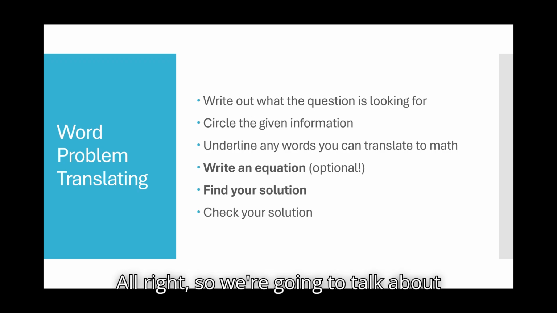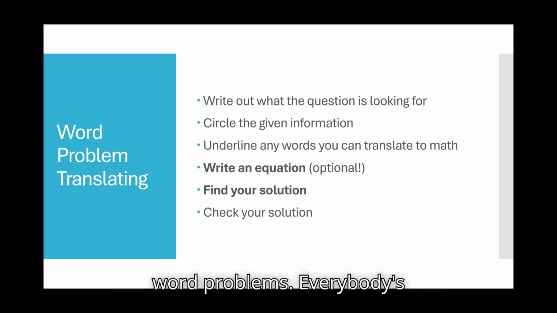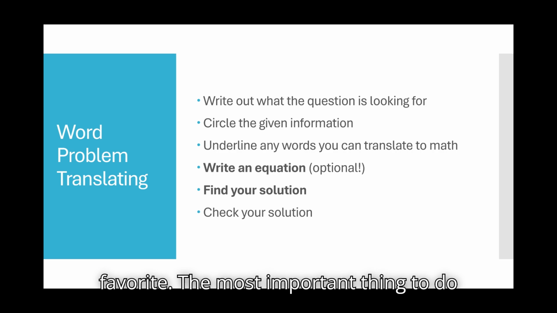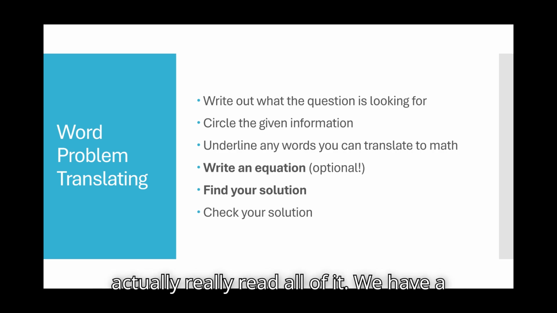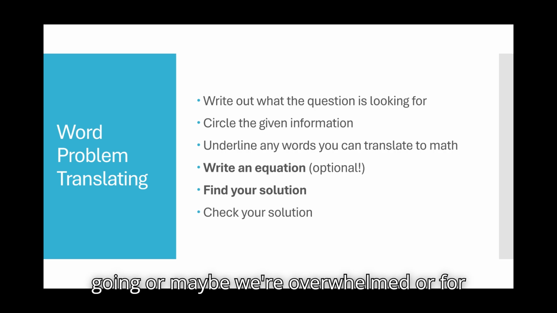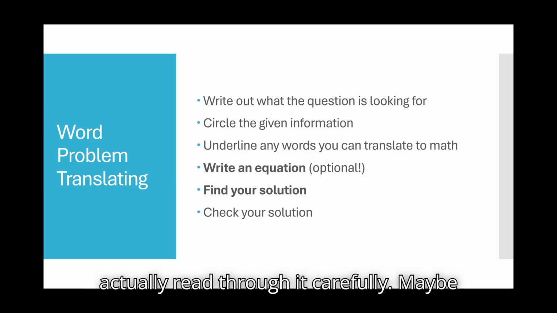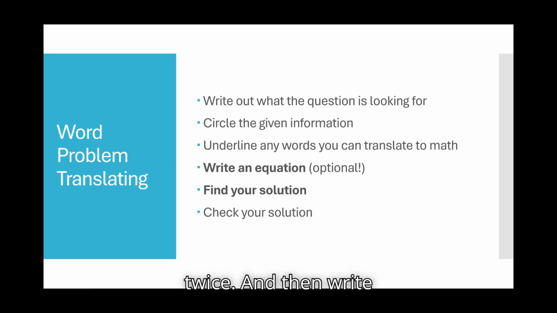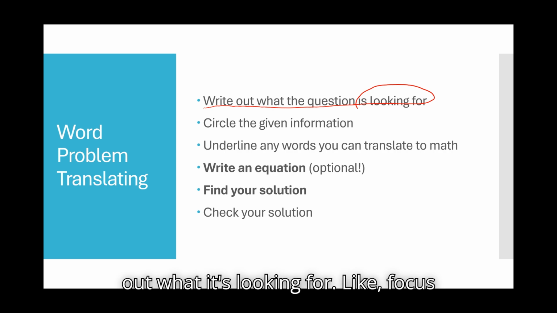All right, so we're going to talk about word problems, everybody's favorite. The most important thing to do when you sit down to a word problem is actually really read all of it. We have a tendency to kind of just skim through it quick because we want to maybe get going, or maybe we're overwhelmed or for whatever reason. So make sure you actually read through it carefully, maybe twice, and then write out what it's looking for. Like focus yourself in on what it is the problem wants you to give at the end.